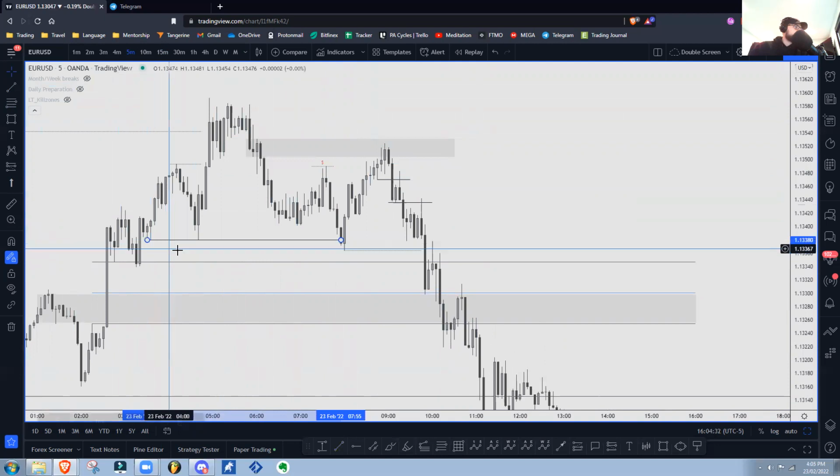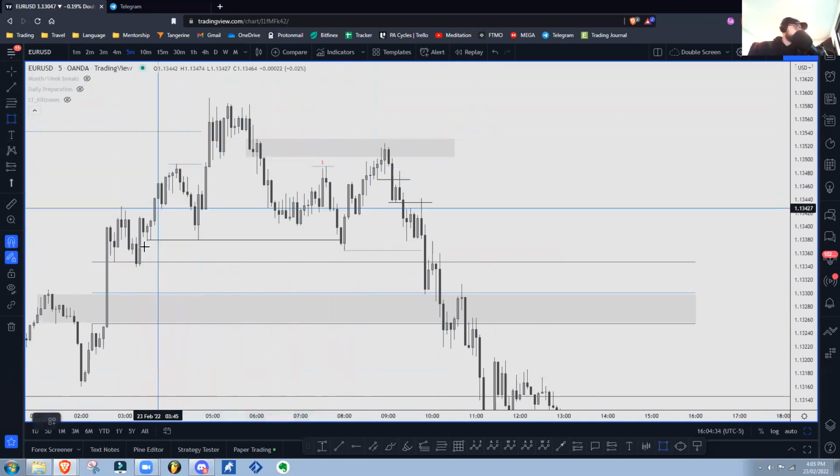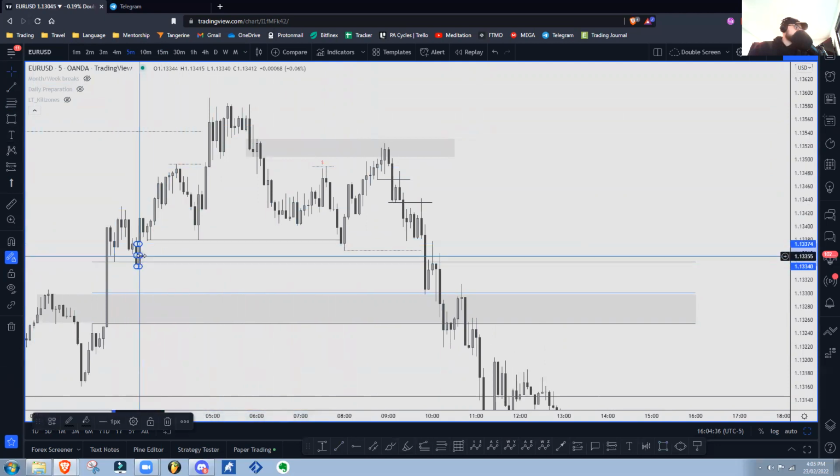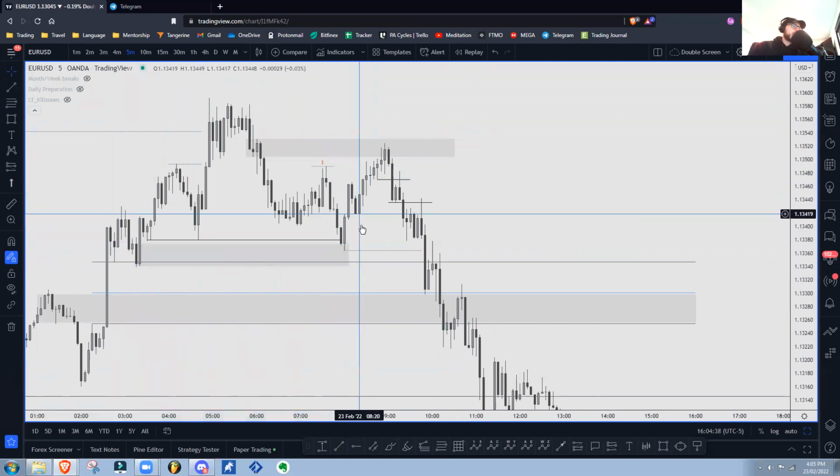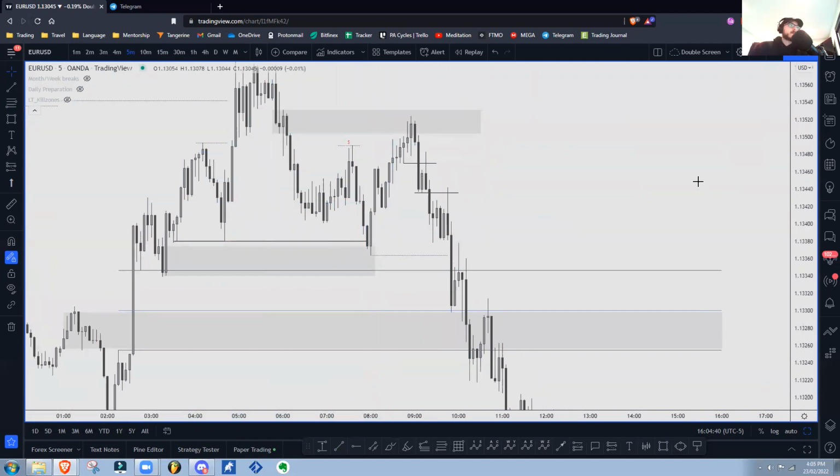Well, we have these equal lows right here. Okay, equal lows. It comes into this order block that swept liquidity to the left. And there you go, that's why it went up from there. However, what I saw was this.